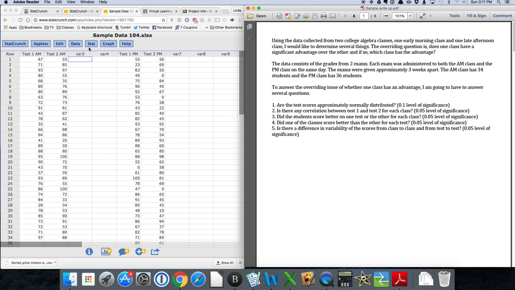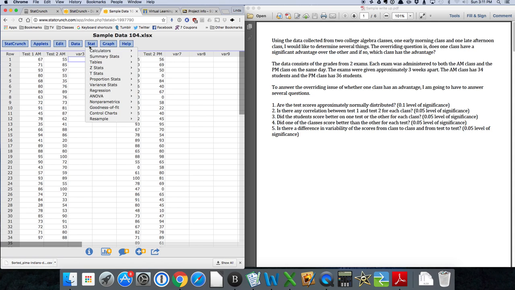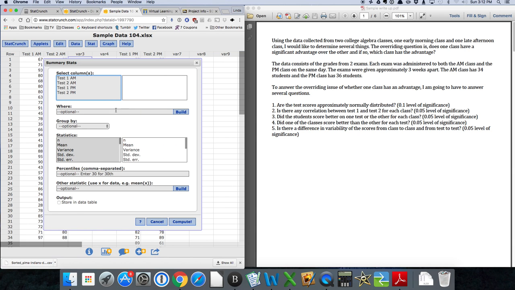So we come over here to StatCrunch, click Stat, Summary Stats. The variables are the columns, so the summary stats are going to be run on the columns. Now the summary stats you can see down here, things like mean, variance, standard deviation, range, median, all of that sort of thing. I'm just going to leave all of these highlighted, and I want to do it for all 4 variables. So I'm going to highlight the first variable, go down to the bottom, hold down the Shift key, and highlight the last one. You'll see all 4 variables move over here.